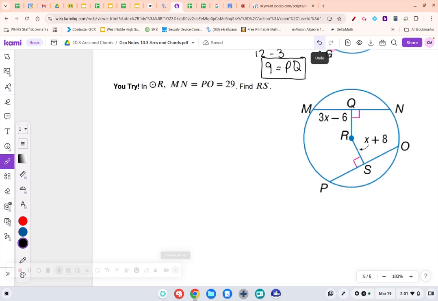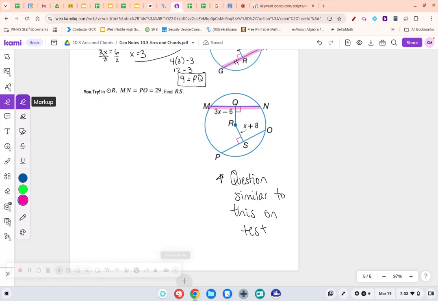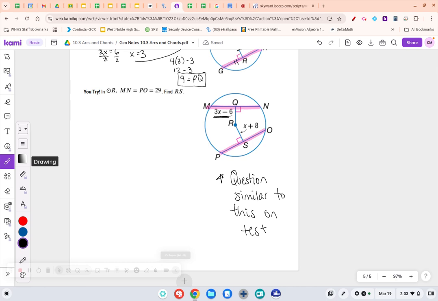Okay, go ahead and pause me again. Okay, so like the last one, this one tells us that our chords are equal to each other. They both say they equal 29, but that's not helpful, okay? We are just using the fact that they are equal here to know that these segments from center to chord are congruent. So I'm going to set these equal to each other. 3x minus 6 equals x plus 8.